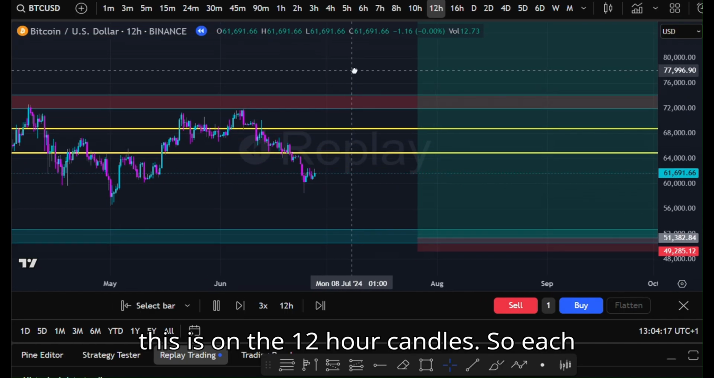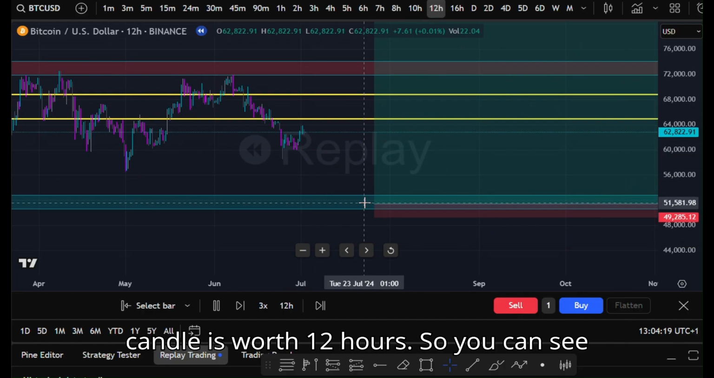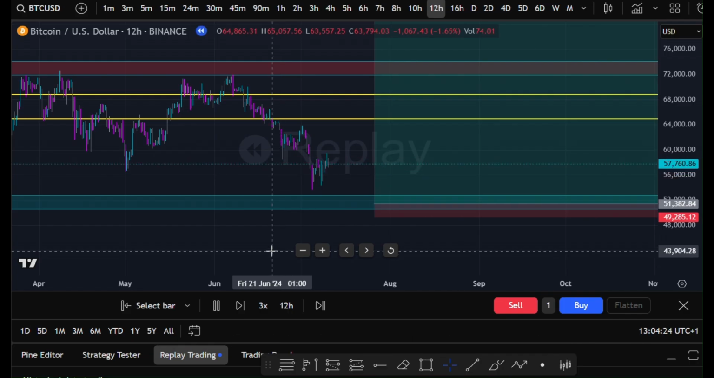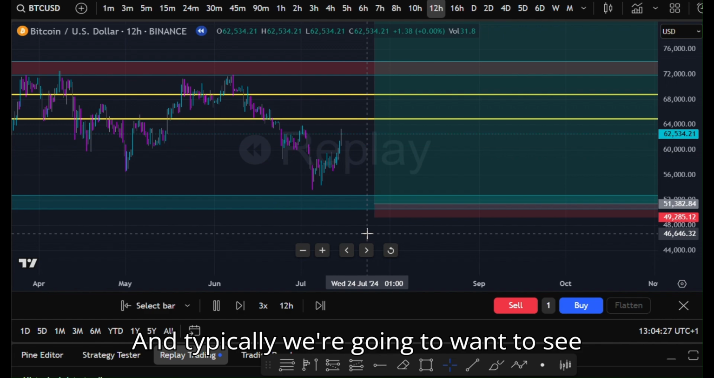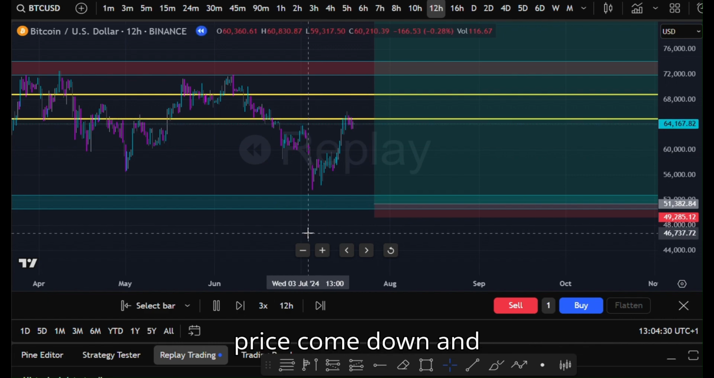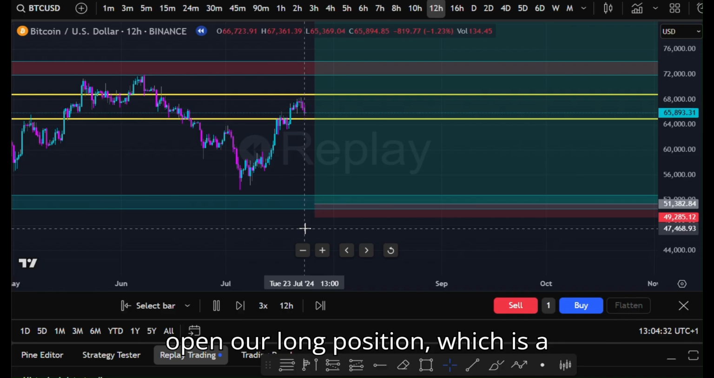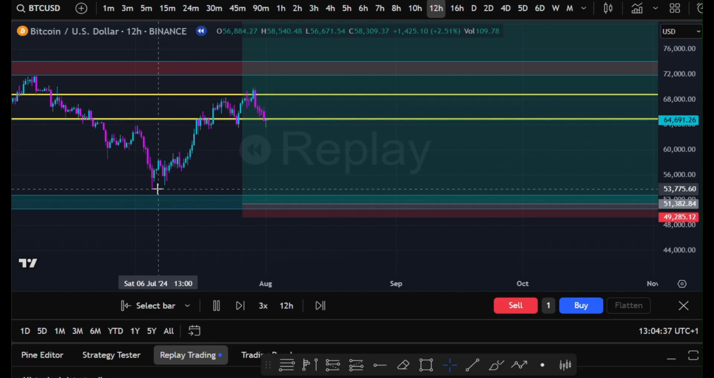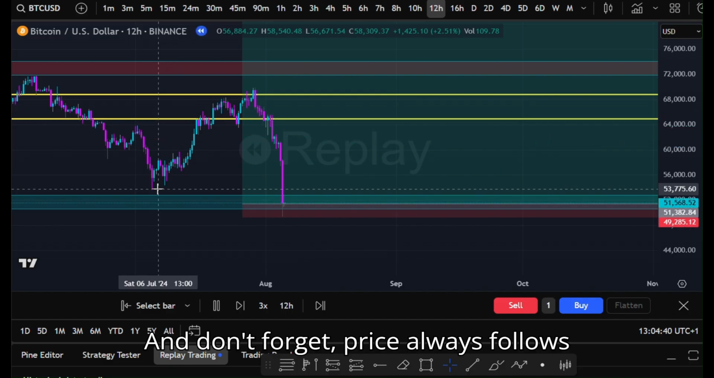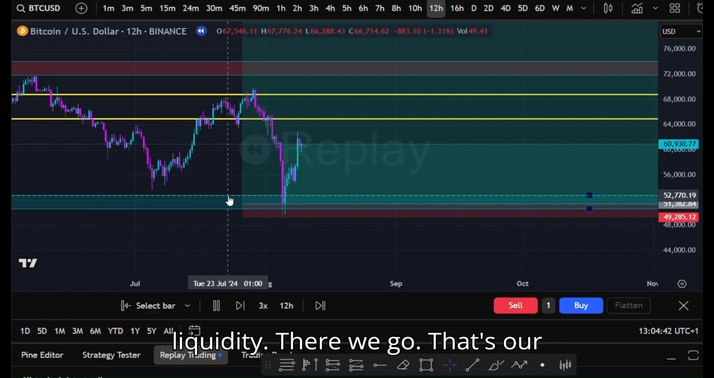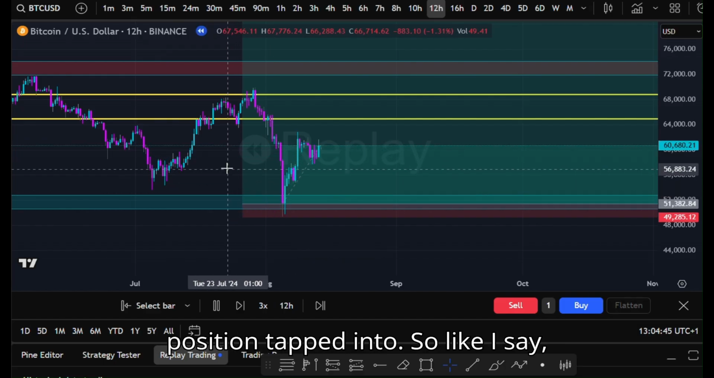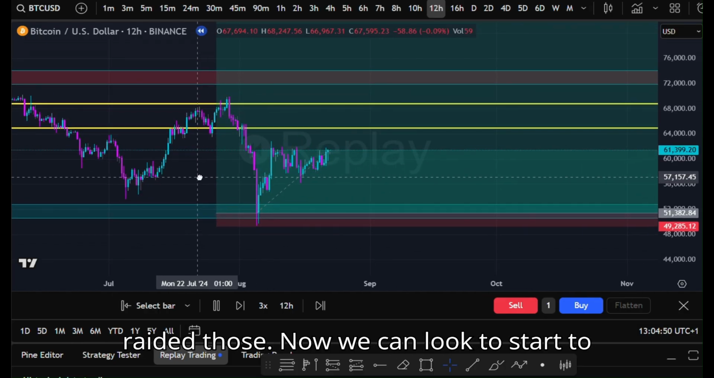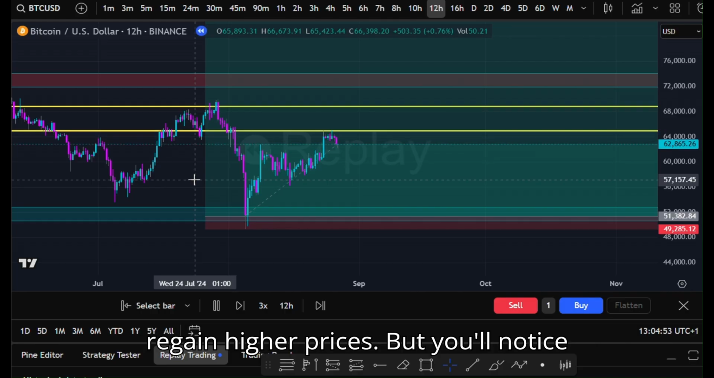So this is on the 12-hour candles, so each candle is worth 12 hours. So you can see this is over a longer period of time. And typically we're going to want to see price come down and open our long position, which is a demonstration. And don't forget, price always follows liquidity. There we go, that's our position tapped into. So like I say, price was drawn to liquidity where the limit orders were still sat. Now it's raided those.